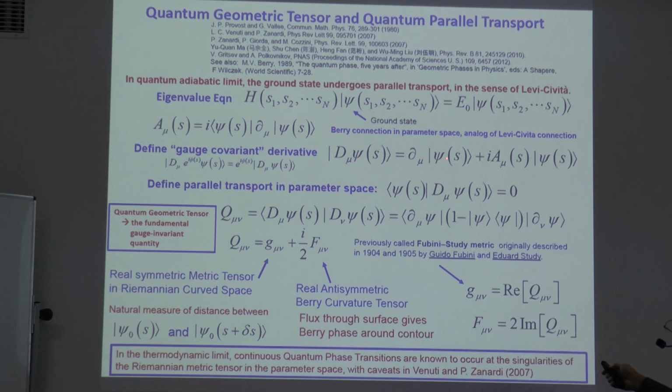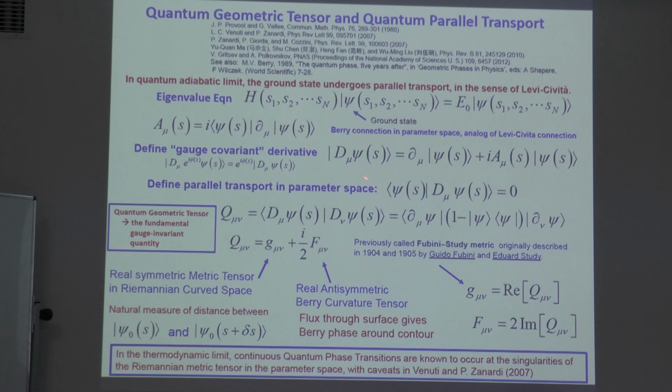What is the gauge covariant derivative mathematically? It's shown here. It's just a fancy combination between the derivative with respect to one of these parameters of the state psi plus the Berry connection times that state. This is the analog of a covariant derivative in Riemannian space, except we're in a parameter space in quantum mechanics. And we can define parallel transport in the parameter space, the space of these S's, as psi of S inner product with this gauge covariant derivative on psi of S being 0. That's the definition of parallel transport.